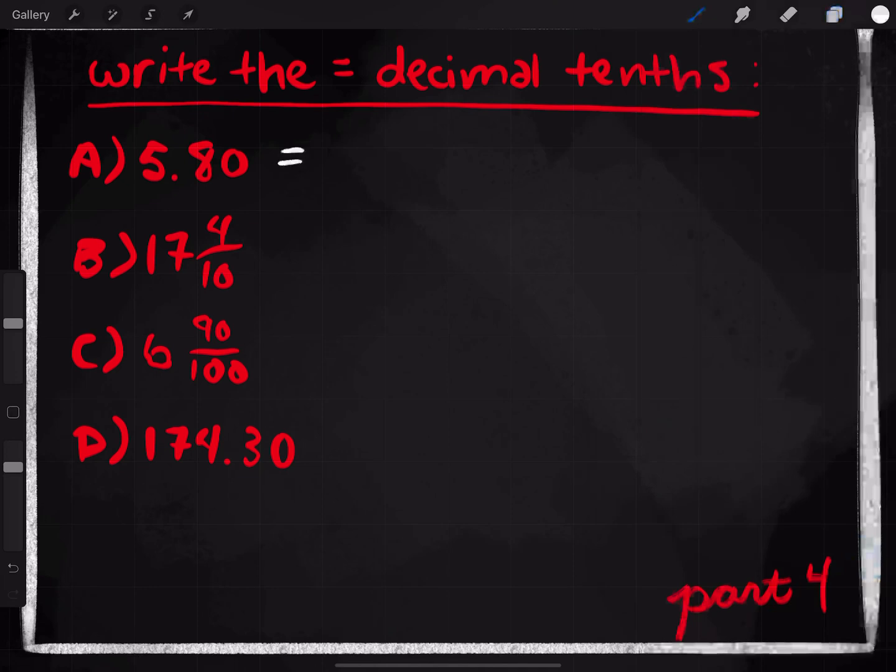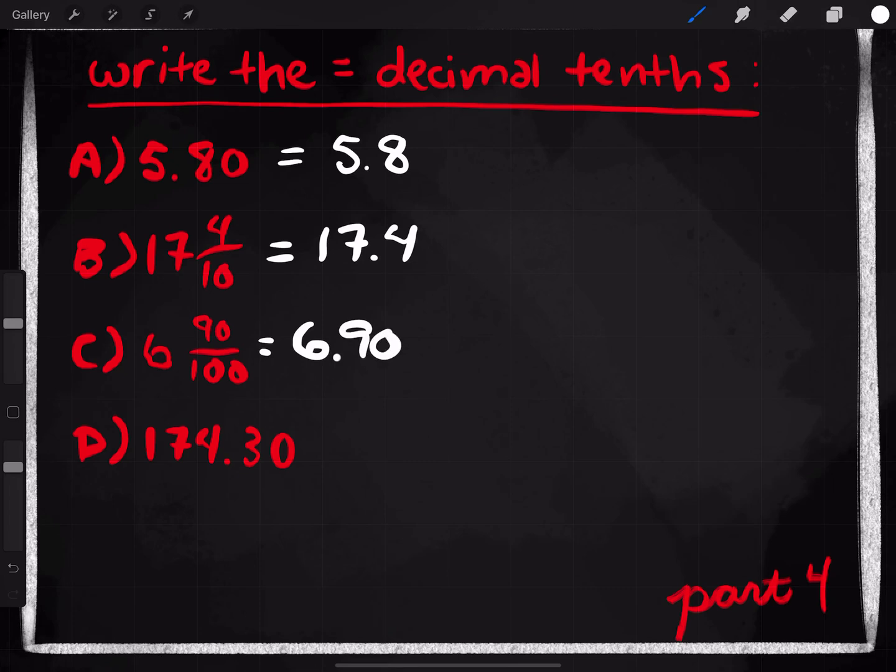Okay, 5.80 is the same as 5.8. Now it's in tenths. This one's in a fraction, so let me change it to tenths here, 6.90. Okay, that's still hundredths, so let's get rid of that hundredths digit. There we go. And this one is in hundredths, so we're going to cross off that 0 there, which we don't need, 174.3. Now it is all in decimal tenths.